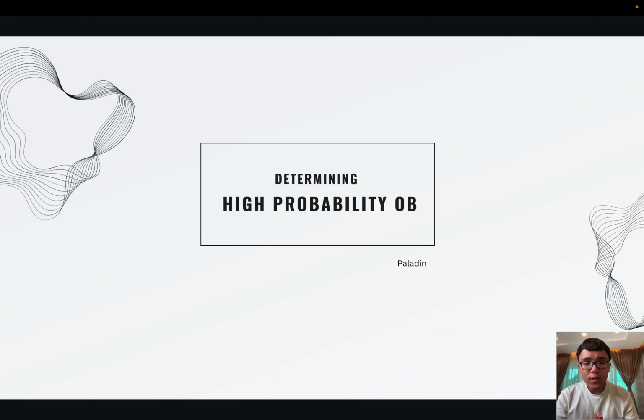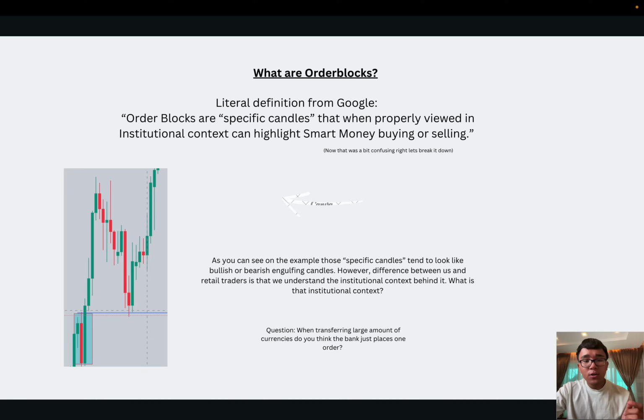Alright guys, so before we look at the charts at some live examples, let me break down for you guys what exactly is an order block and what exactly do I consider A+ order blocks or high probability order blocks. Now, first things first is what is an order block, right? So from Google, this is the literal definition. Now, it sounds really complex, confusing, but I'm going to break it down for you guys very simply.